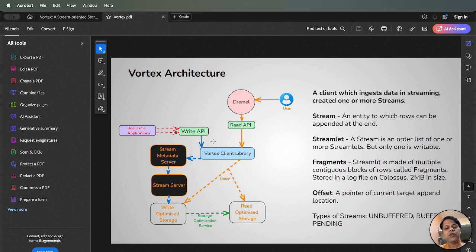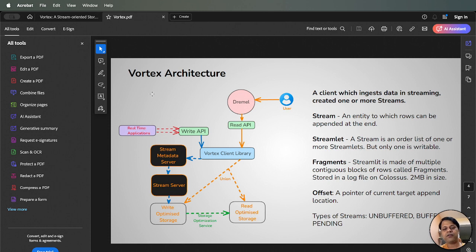Okay. So the whole system, if you see here: the Vortex client library, the APIs, the stream metadata server, the stream server, the write-optimized storage and the storage optimization service. These are all part of Vortex. The other pieces, Dremel and read-optimized storage, already exist for batch processing. So this is an additional piece of infrastructure specially used for your streaming ingestion.